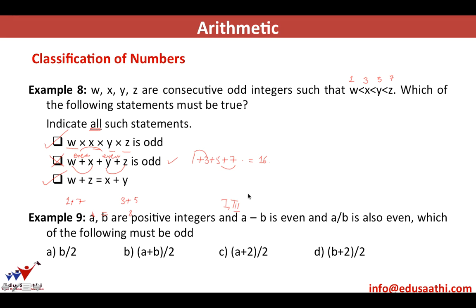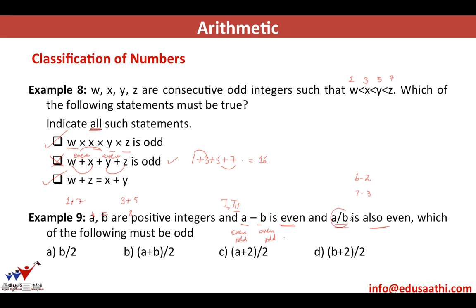Let's look at another question. A and B are positive integers, A minus B is even and A over B is also even. Which of the following must be odd? If I just look at it, A minus B is even. If I'm subtracting two numbers and the answer is coming out to be even, that means either both of them are even or both of them are odd. So it could be something like 6 minus 2, or 7 minus 3. So either A and B both are odd or A and B both are even.